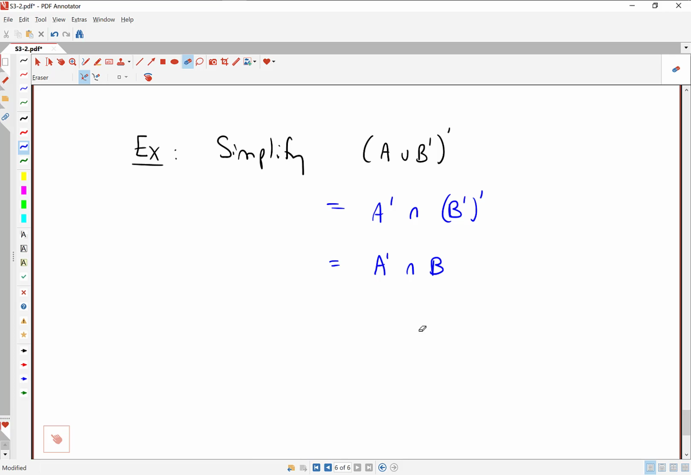So we've seen the inclusion-exclusion principle, and we've also started to work with Venn diagrams.